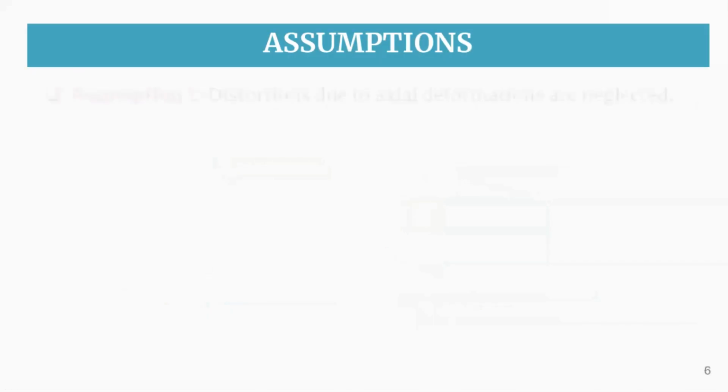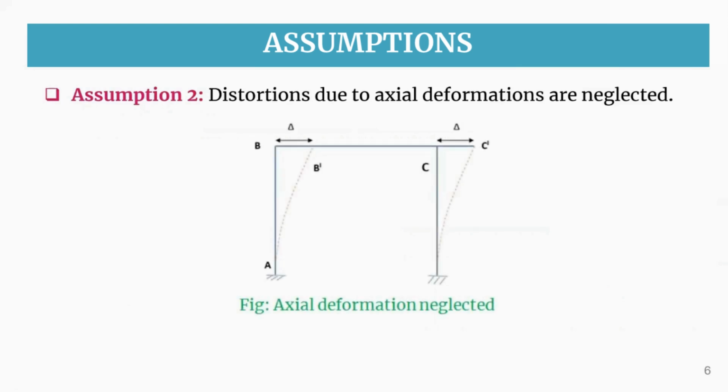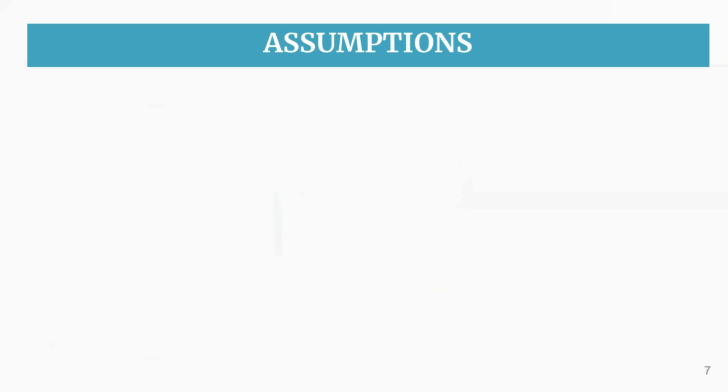Coming to assumption 2, the distortions due to axial deformation are neglected. Similarly, you can see here the axial deformation is neglected. And next, assumption 3, the shear deformations are also neglected. So here the assumptions are that shear deformation and axial deformation are both neglected. Why? Because they are generally considered to be small when compared to the distortions related to the flexure.